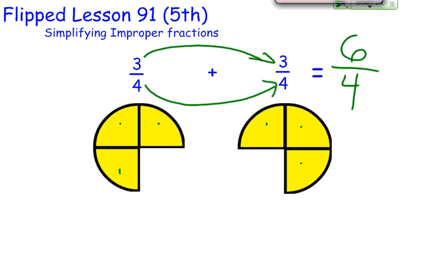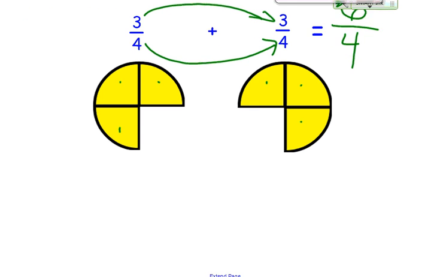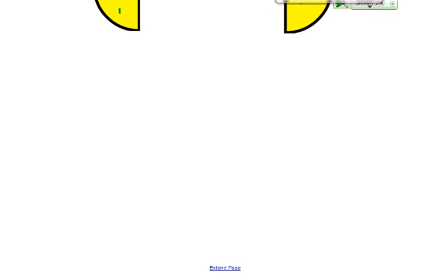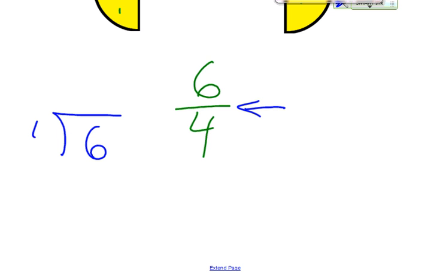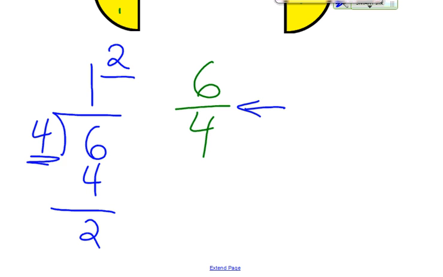All right, so let's simplify that. To simplify improper fractions, all we need to do is take that 6/4, and we remember that this beautiful little line right there really means divide. So it's 6 divided by 4. So 4 goes into 6 one time, and I get 2 left over. And so now I can take 2 and put it over what I'm dividing by, that 4, and get 1 2/4.